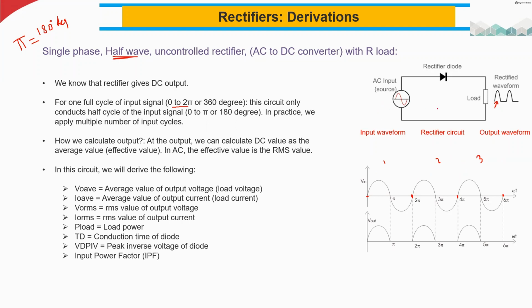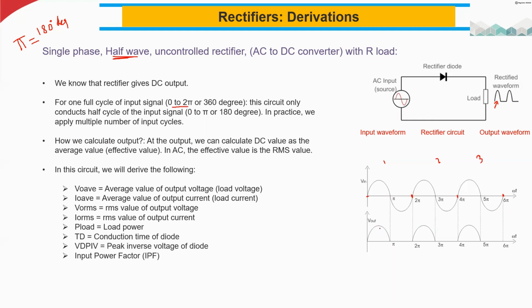So how can we calculate the output? Whenever we design this kind of circuit, we have to do some kind of analysis. As a design engineer, an electrical engineer, we should analyze what output we can expect when we apply some input. So we have to calculate the output. At the output, we can calculate the DC value as the average value. You can take the average of each of this pulsating DC, then you will get the average DC output.